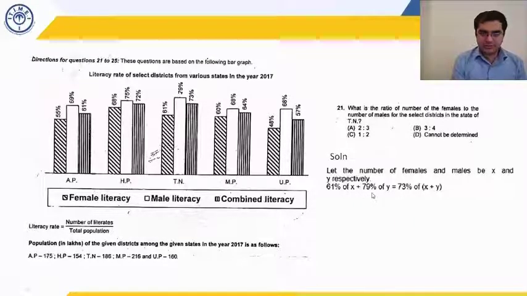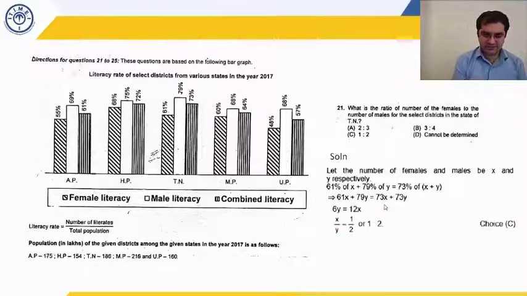So 61% of X plus 79% of Y is equal to 73% of X plus Y. And what do we need to find out? Ratio of females to males. So we need to find out X by Y. So you get 61X plus 79Y equal to 73X plus 73Y. So you get 6Y equal to 12X. That means X by Y is 1 by 2. So the ratio is 1:2.